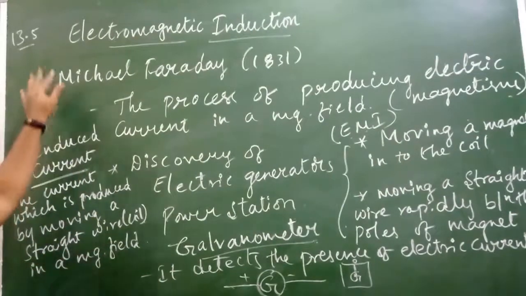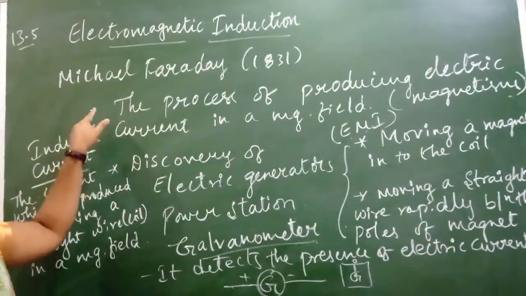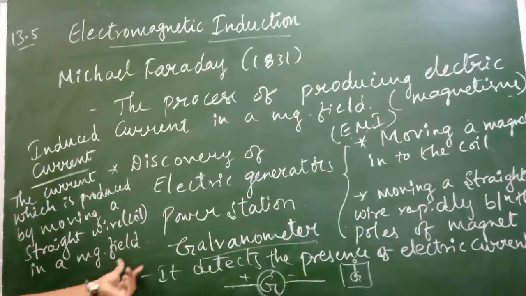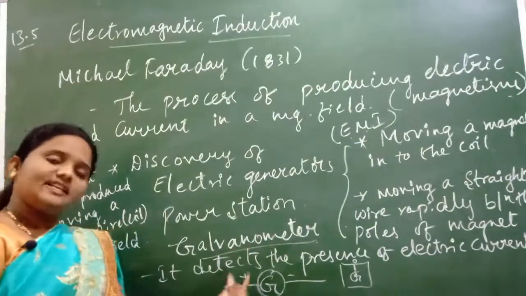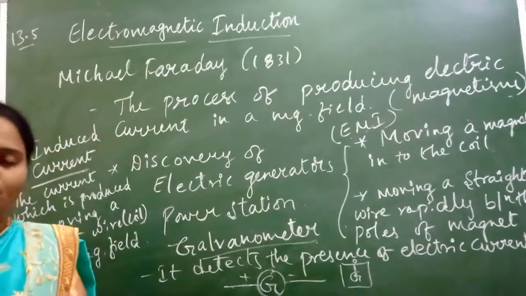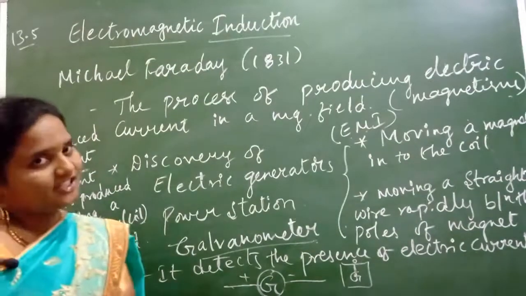The first one is electromagnetic induction. It means what? That is the process of producing electric current with the help of magnetism. And induced current means what? That is the generation of an electric current by moving a coil in a magnetic field or moving a magnet in a coil, isn't it? An induced current is going to be generated. And the next is the galvanometer. It is the device which is used to detect an electric current in the circuit. Got it, children?